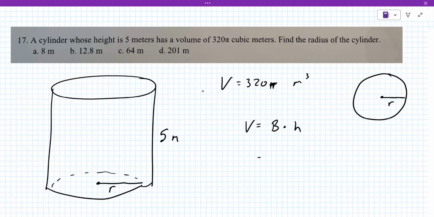So we know that the base is pi r squared. We don't know r, that's what we're trying to find. The height though is given as 5, and the volume is 320. So we actually know everything except for r. So instead of solving for b, we would just plug in pi r squared. Yes, exactly.